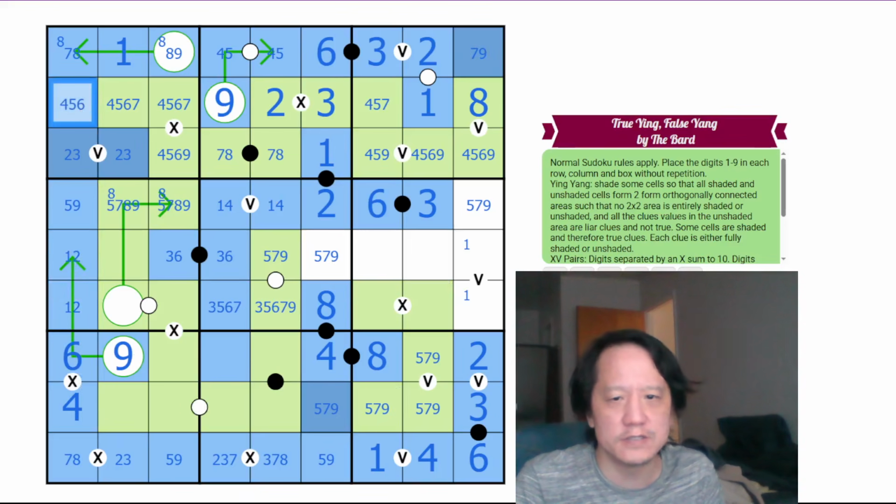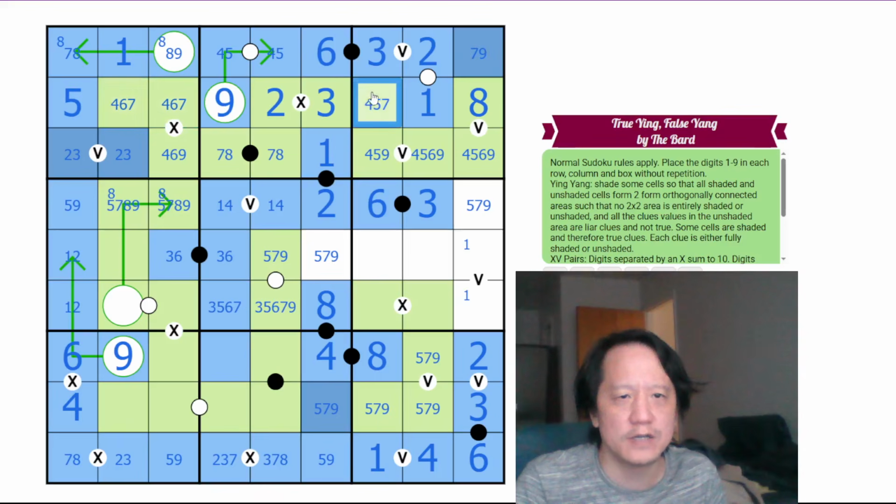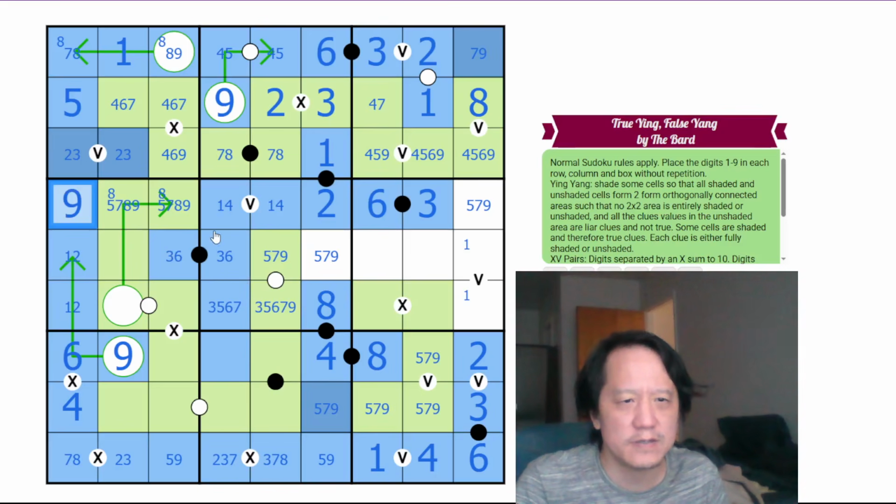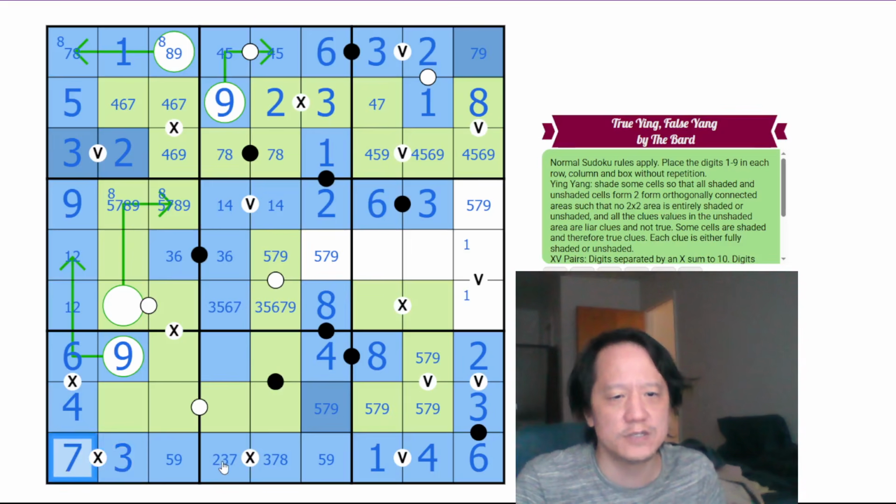6 eliminates 6 here, so does 4, which makes that a 5. 5 eliminates 5 in the rest of the box and row. 5 eliminates 5 here also, so this can't be 5, it's 9. 1, 2 as a pair eliminates 1, 2 in the rest of the column, so no 2 there. It's 3, which makes that 2. 2 eliminates 2 there, so it's 3 and 7.